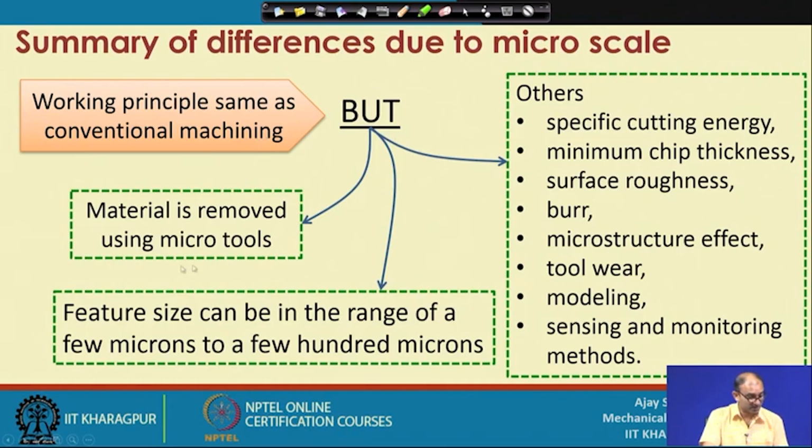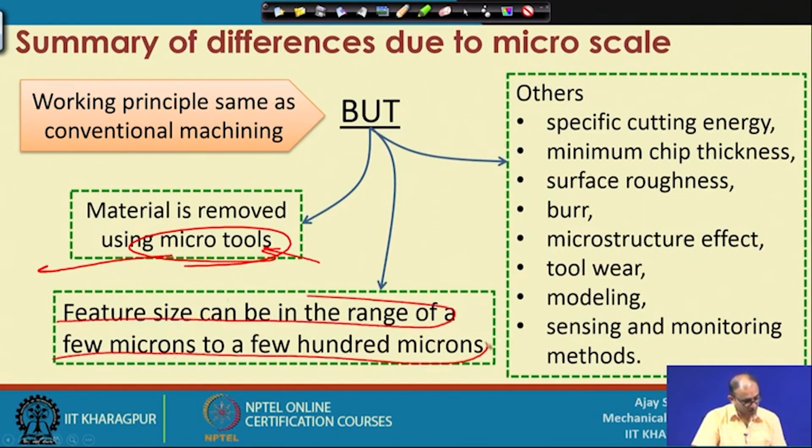So, what is the summary of these differences? The machining principle is mostly the same, material is removed, but there are differences. One is that the material is removed by micro tools. So, you have to fabricate this micro tool. That is also one of the processes, because when you are cutting at a micro scale, you are using a micro cutting tool, but you also have to find processes which fabricate this micro tool. Those processes are again machining processes, so again the requirement is very tight for these processes. That is one thing.